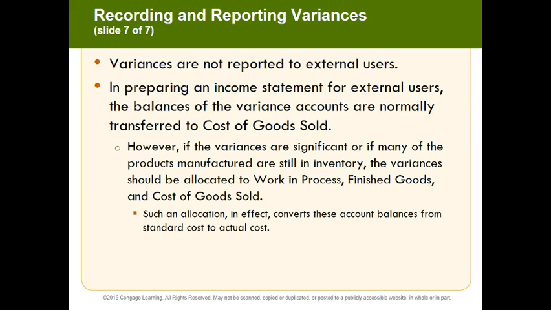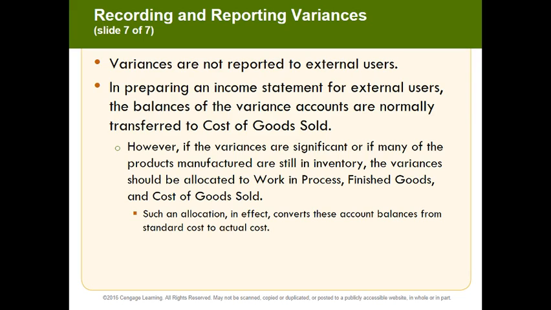Never report those types of variances to your external users. When you're creating the income statement for them, the balances of those accounts are then transferred to your cost of goods sold. However, in the event that you have something that is significant, or if many of the products that were manufactured are still in inventory, those variances will be allocated accordingly to your work in process, your finished goods, and your cost of goods sold in pro rata shares.